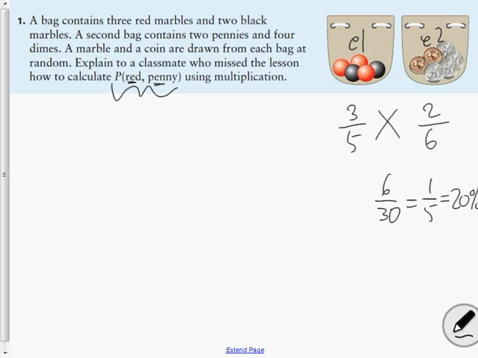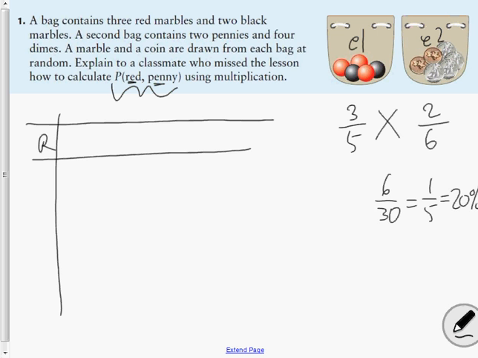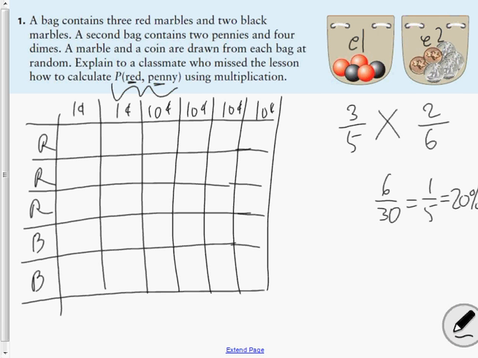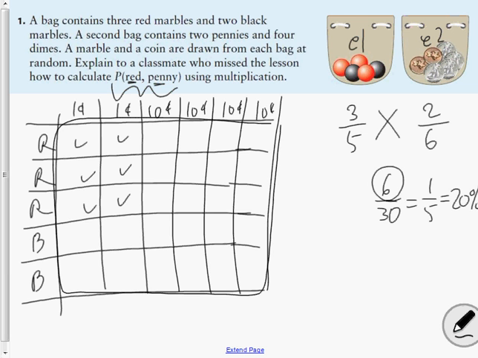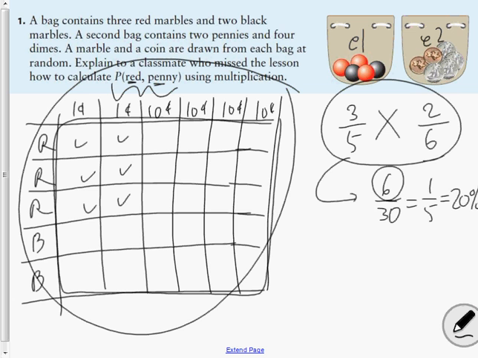Now, if you don't believe me, you could go revert back to grade 7 and take your marbles down here, red, red. And if you made your table, you can see that red 1 cent, there are only 6 of them, 6 combinations of red 1 cent out of 30 total possible outcomes. But obviously, this method is much easier to use than this method because it's much less labor intensive. But you have to understand this in order to know why this works. In order to know why this works, you have to understand your table.